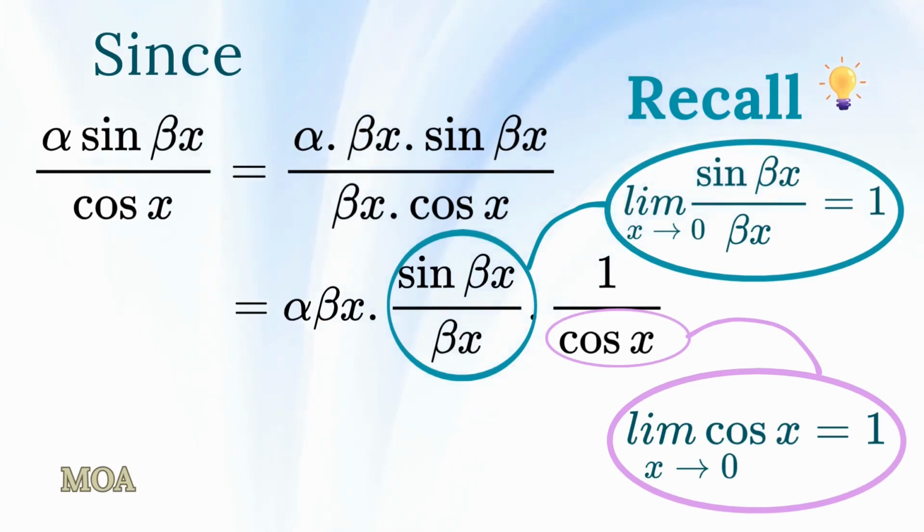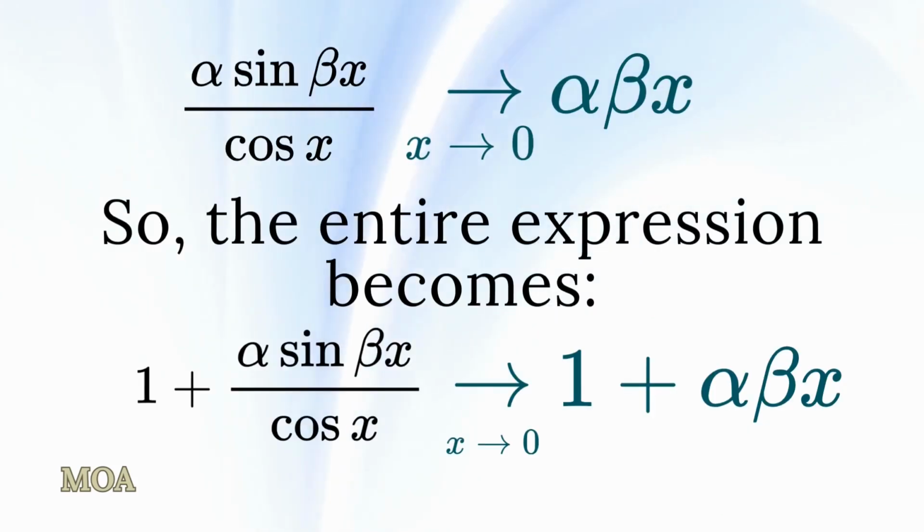over cosine x. As x approaches 0, the sine of beta times x over beta times x approaches 1 and cosine x approaches 1. Therefore, this expression approaches alpha times beta times x. So, the entire expression becomes 1 plus alpha times beta times x.